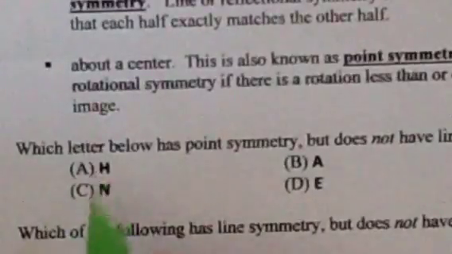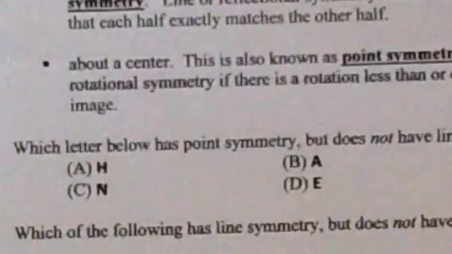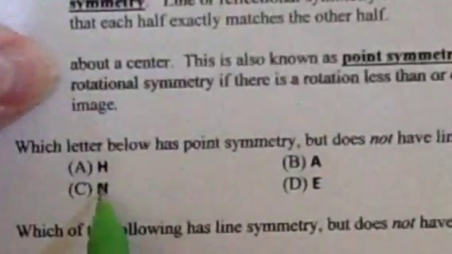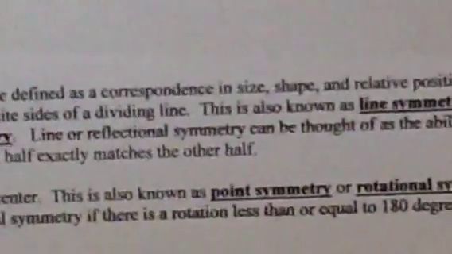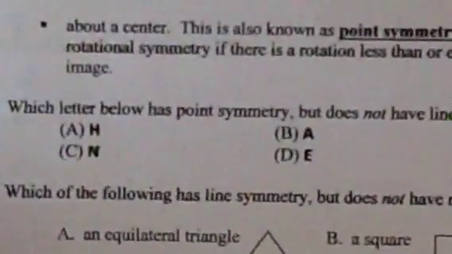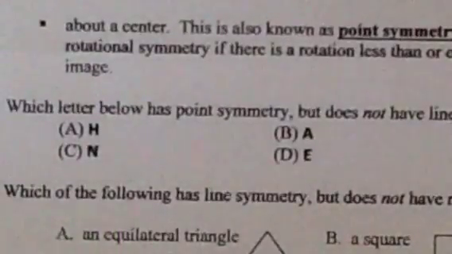N. If I fold N here, it does not fold on top of itself, so it has no vertical line of symmetry. If I fold it this way, it has no horizontal line of symmetry. However, if I look at a point right there in the middle, and I were to spin this upside down, my N would look exactly like itself. So there's our answer, C. It has point symmetry, but no line of symmetry.